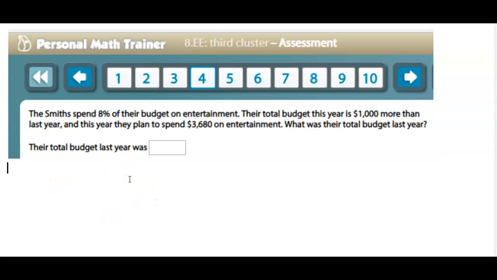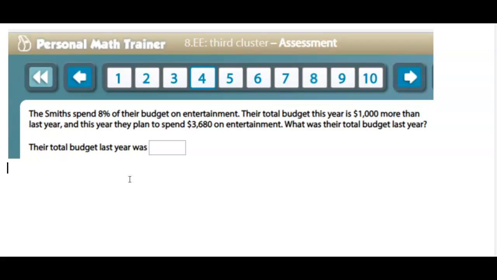So the question is 8E, third cluster, number 4. It says the Smiths spend 8% of their budget on entertainment. Their total budget this year is $1,000 more than last year. And this year they plan to spend $3,680 on entertainment. What was their total budget last year?